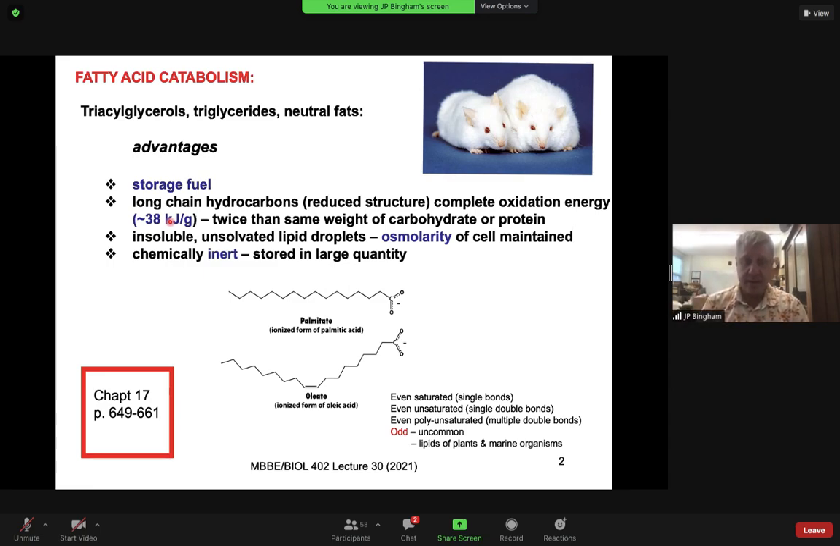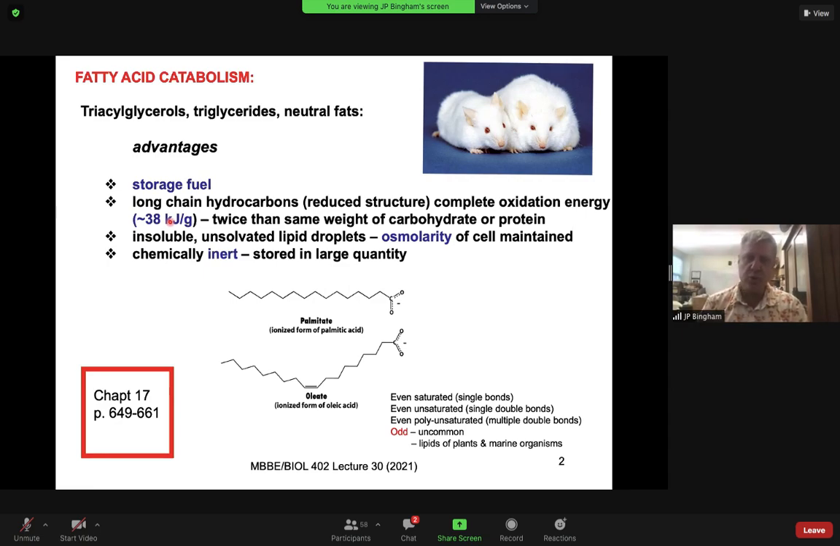The sad thing is it's also insoluble, so we're going to have some issues regarding transportation. And it has very limited impact on the osmolarity of the cell, which is great, unlike what we see with individual carbohydrates. It is also, in many ways, chemically inert, meaning it doesn't degrade or break down if it's just kept in a particular structure.